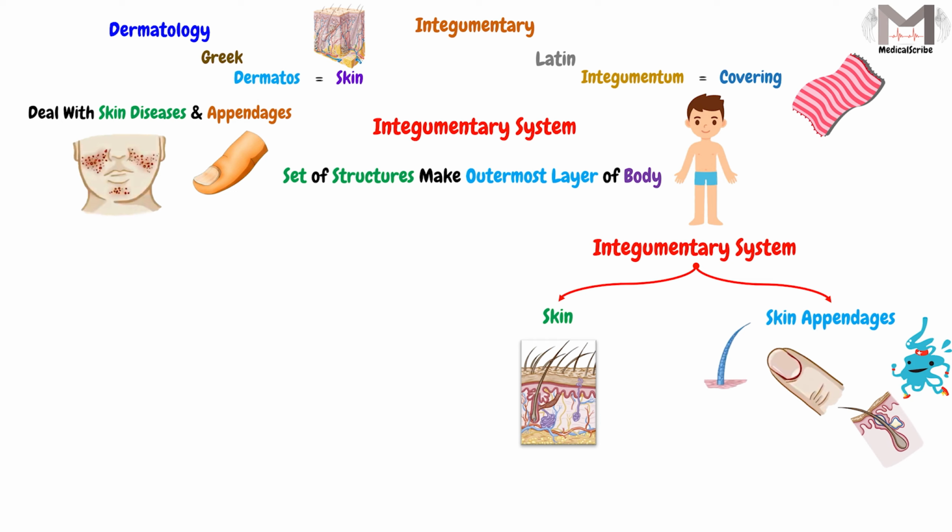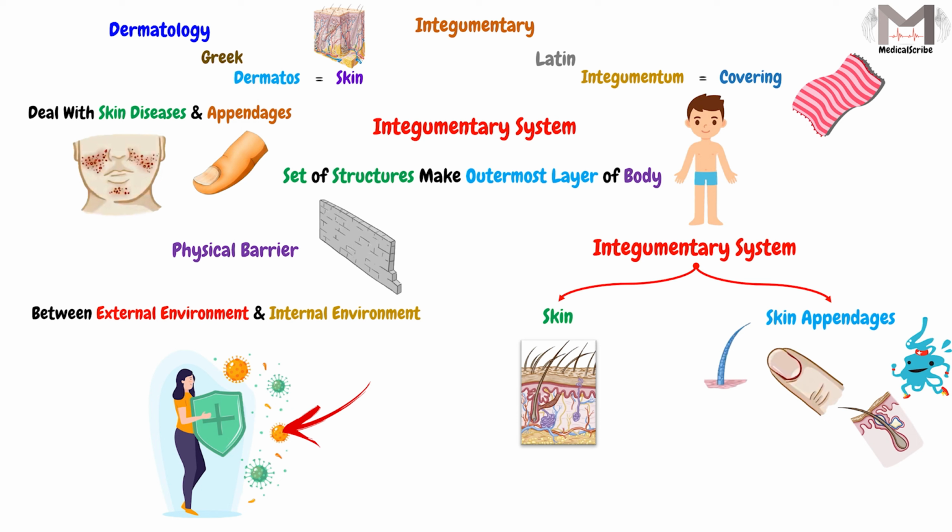The integumentary system is generally considered a physical barrier between the external environment and the internal environment. What this barrier does is provide protection and maintenance to the body. This is the main idea of the big picture of the integumentary system function.